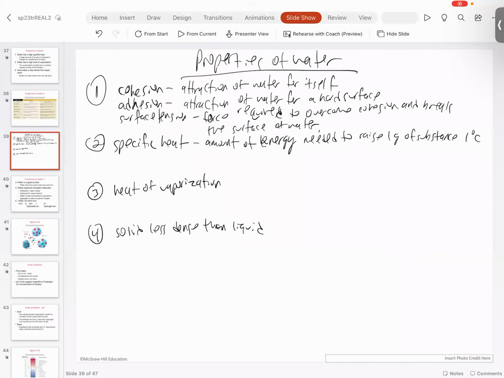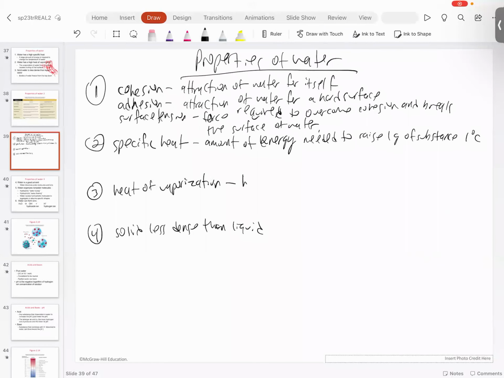So the heat of vaporization is basically the heat at which a liquid turns to gas. So what is the heat of vaporization of water? The heat of vaporization of water, the point at which water turns into a gas.